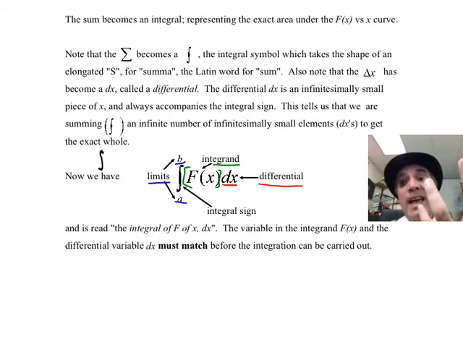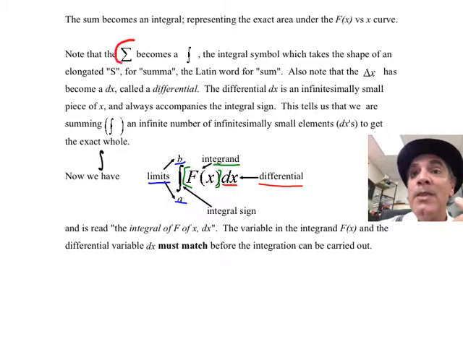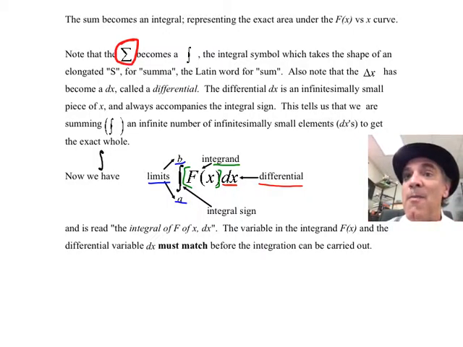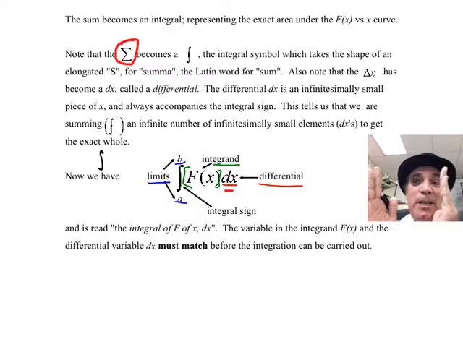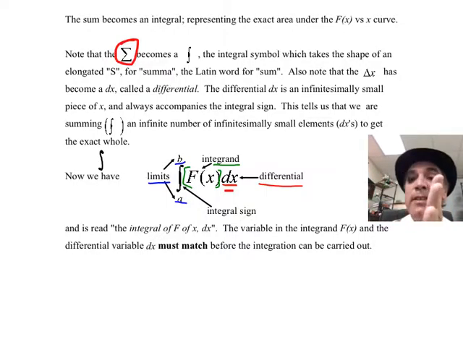We then want to take our sum sign and make it a sum of everything. And then we want our delta x to become a dx, which means an infinitesimally small change in x, times the whole function. This becomes our integral sign. Integral is a big S, kind of elongated. It's supposed to be summa, for the Latin for sum.